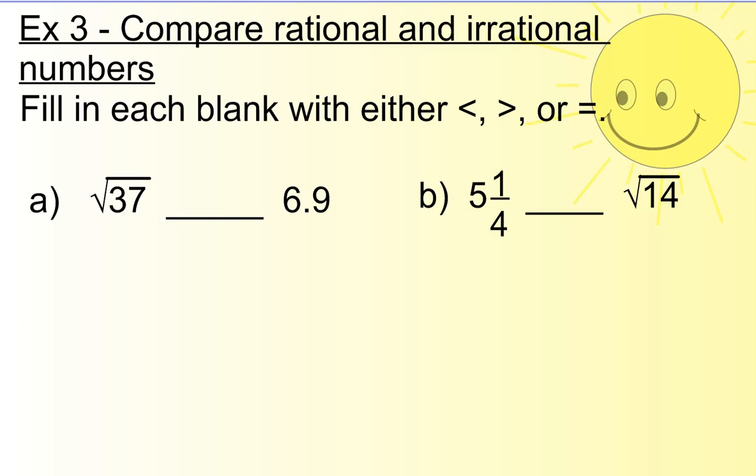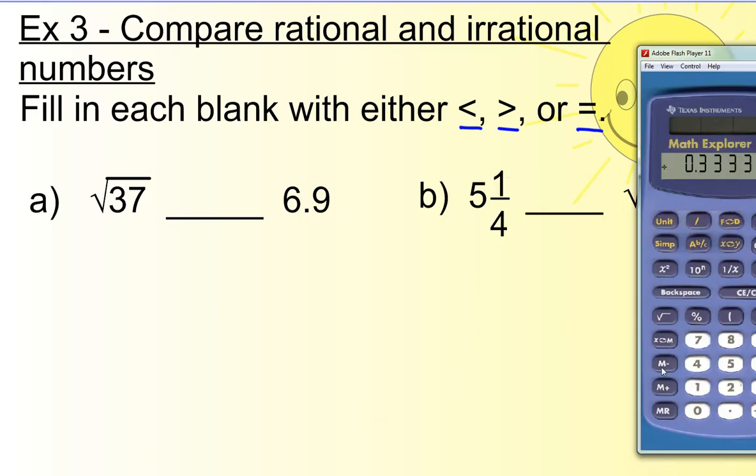Example 3. In this example, all we're doing now is just looking at the 2 numbers we're given, and we want to be able to tell which one is bigger or smaller, or are they the same? So we're going to fill in with either a less than, greater than, or equal to. Letter A. Now, we said at the beginning of the lesson that the easiest way to compare 2 numbers is with decimals. So if I just change everything to a decimal, it's going to make my life much easier.